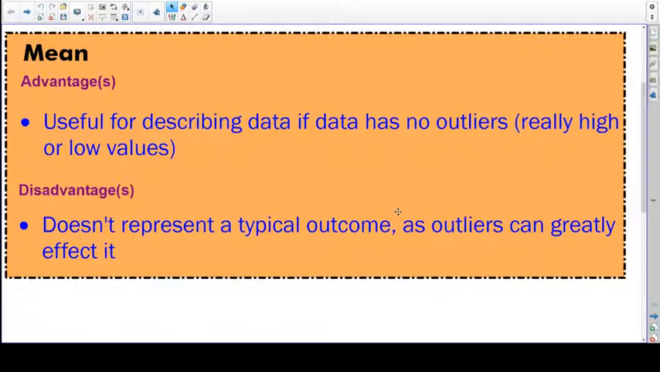The mean. Its advantage is it's useful for describing data if the data has no outliers, and of course we know those outliers are really high or really low values. The disadvantage is it doesn't represent a typical outcome, and outliers can have a tremendous effect on the mean. Okay?